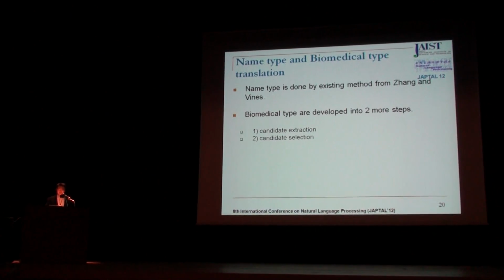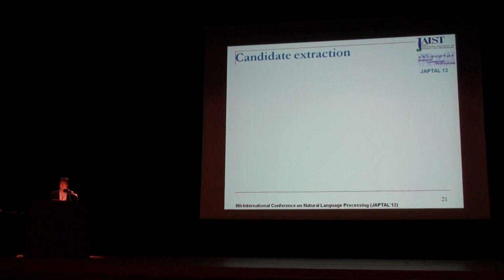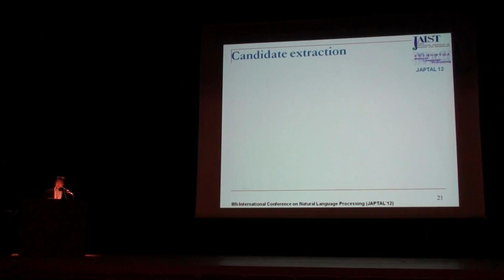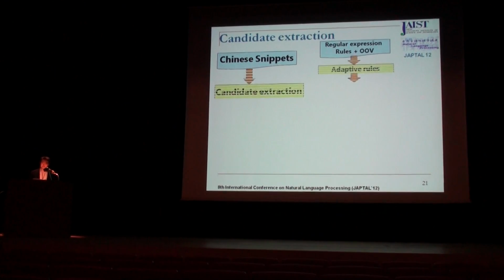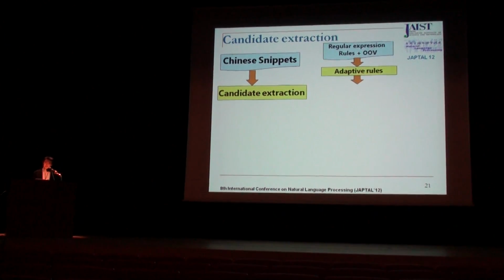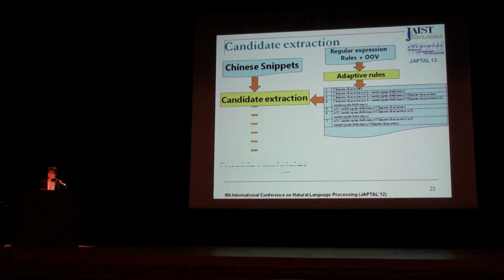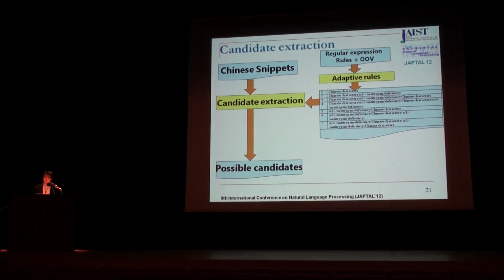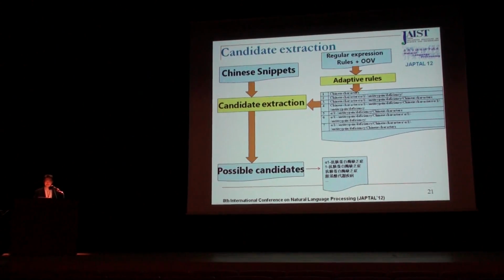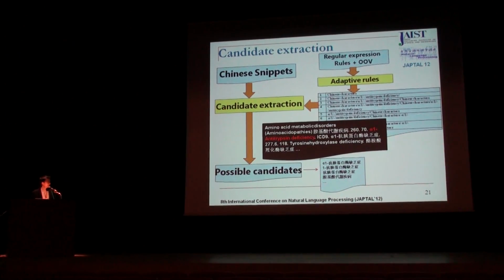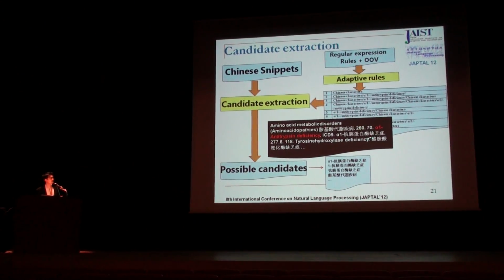The biomedical type is developed into two more steps, candidate extraction and candidate selection. In candidate extraction, we take the retrieved snippets and regular expression rules plus our OOV term as input. We make new rules, which we call adaptive rules. Once the adaptive rules change the original regular expression rules, we do the candidate extraction, and hopefully we get the possible translations as output. I have an example here. For example, we take alpha-1 antitrypsin deficiency.